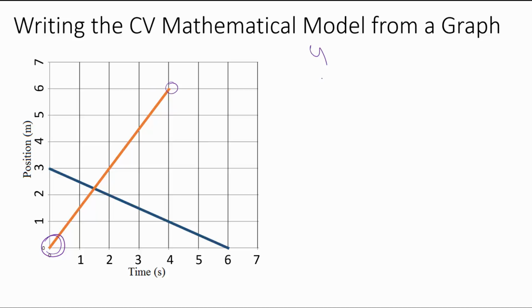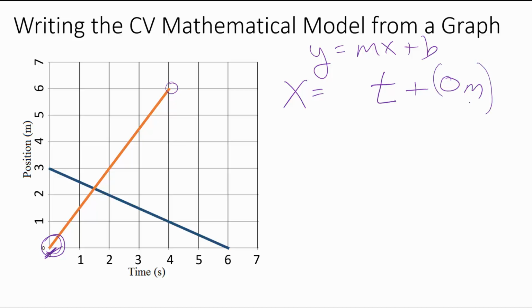Let's start by writing out our equation. I've got y equals mx plus b. On the y-axis is position, and we're going to use x for position. On the x-axis is time, and we're going to use t. Next step, let's go ahead and find the y-intercept. Like I said, nice and easy. That's 0, 0, so we can put in 0 meters here. Now in the future, do you need to put the 0 in there? At one point, probably not. Right now, it's still good to put it in just so we know the initial position is 0.